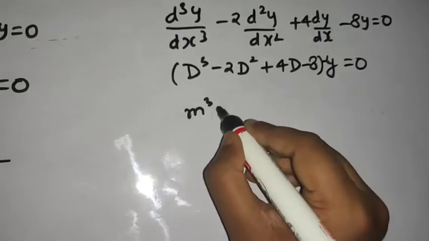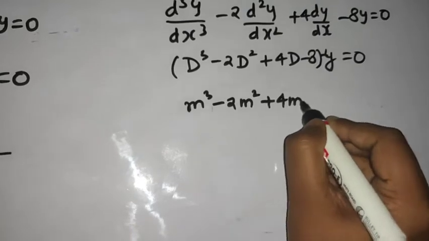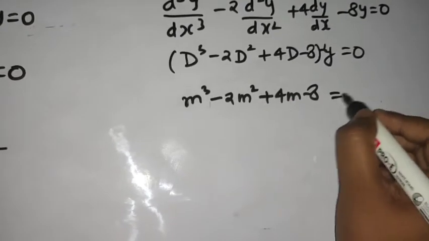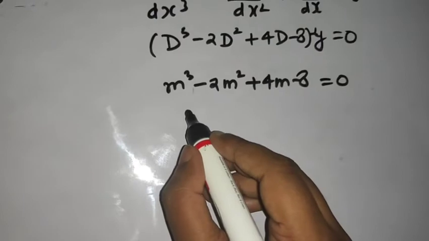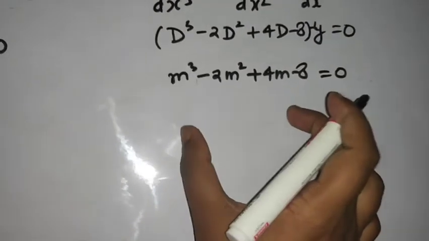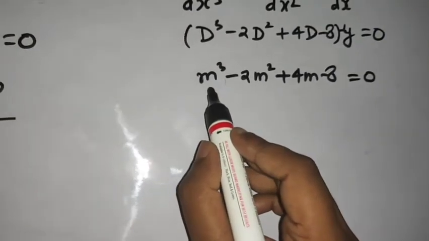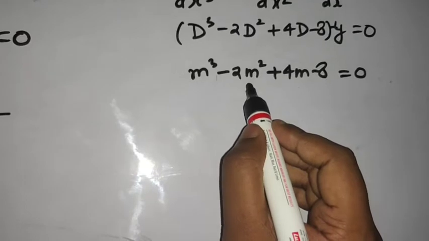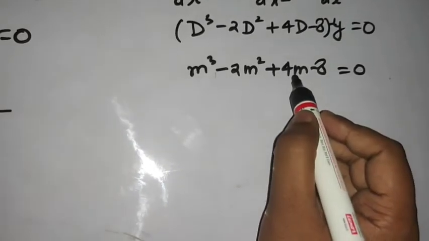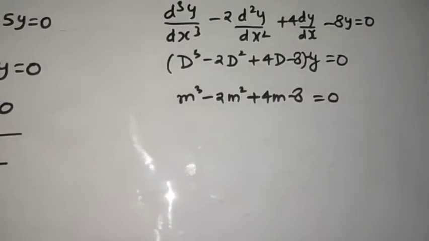So m cube minus 2m square plus 4m minus 8 equated to 0. Now this is what your equation is. Since this is a cubic equation, first find a root by hit and trial. So is 1 the first root? 1 minus 2 is minus 1 plus 4. So clearly 1 is not a root.